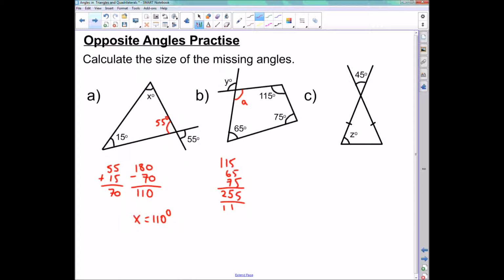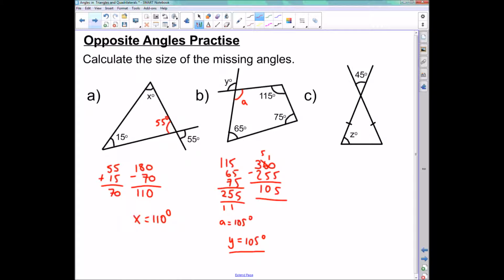1 and 1 is 2. Angles in a quadrilateral add up to 360, so I need to do 360 take away 255. Borrowing, I get 10 take away 5 is 5, 5 take away 5 is 0, 3 take away 2 is 1. So that means A is 105. And that means that y must be 105 because it is opposite to A.